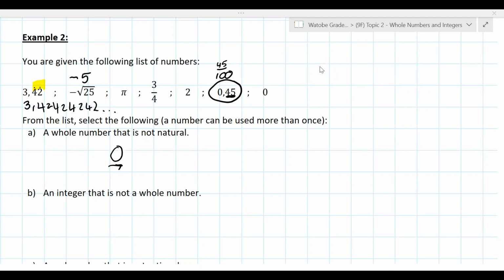An integer that is not a whole number. See, Eddie sent me a message with a fantastic answer. Very nice. Think about what your whole numbers are. Think about what your integers are. We want one that is an integer, but not a whole number.